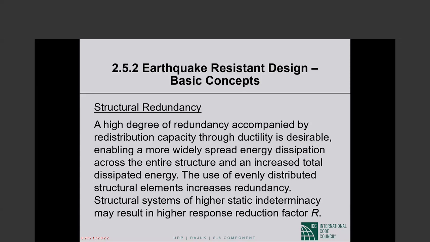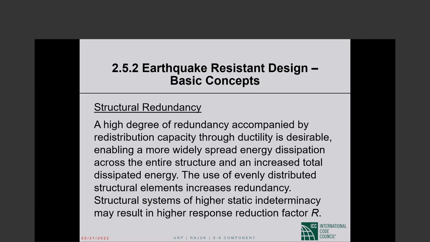So BNBC says a high degree of redundancy accompanied by redistribution capacity through ductility is desirable. For me, this redistribution through ductility is different from redundancy. And maybe to conserve time, I am tempted, but I will not go there. Enabling a more widely spread energy dissipation across the entire structure and an increased total dissipated energy. The use of evenly distributed structural elements increases redundancy.